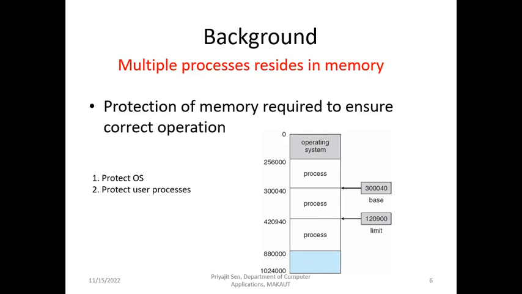So you see that protection of the memory is required to ensure the correct operation. That means that if your memory is protected, then you are doing the correct operation. Protection of memory means that you can protect your operating system, as the memory contains the operating system as well as the user processes. You can protect the operating system as well as the user processes. Both are possible.